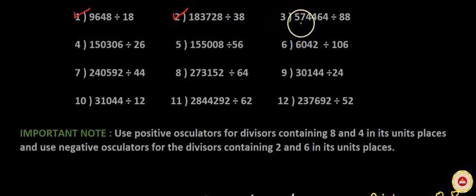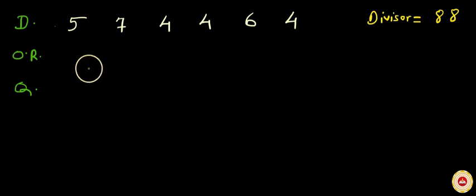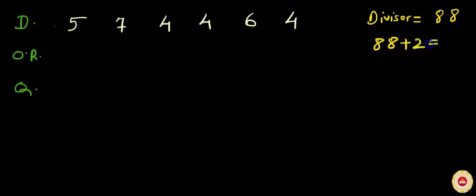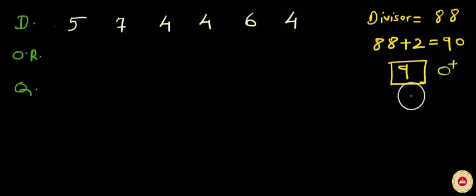Example number 3. 5,74,464 divided by 88. The dividend is 5,74,464 and the divisor is 88. Now 8 is in the units place of the divisor, so let us calculate the positive osculator. 88 plus 2 is 90. Neglect this 0 and write 9 as it is. This is the positive osculator.